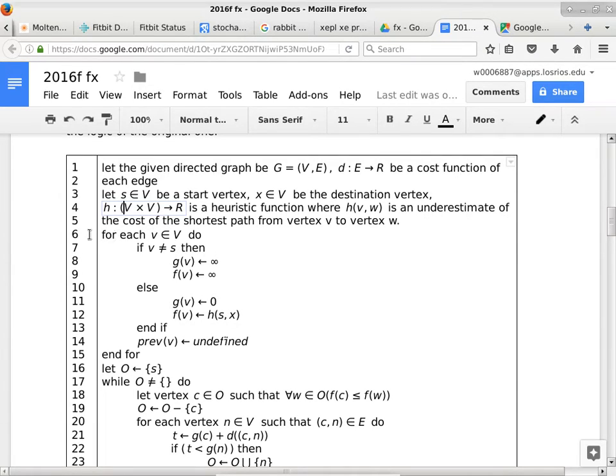So this is the actual algorithm. The algorithm has an initialization. For each v in uppercase V, does everybody understand what this type of control structure is going to do? It will take each element out of the set of all vertices and then do the following initialization with that particular vertex. If the vertex that we have chosen is not the start vertex, then we want to initialize g of v to be infinity, f of v to be infinity.